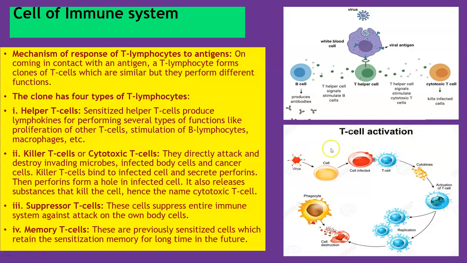Have a look at this image here. This is what happens when your T cell is activated. That is, a virus comes in, enters into the cell. We have an infected cell which comes in contact to the T cells. T cells gets activated, and this activated T cells, the initial one releases cytokinins which activate another T cells, which in turn leads to the replication or forming clones of this T cells. Now these clones are of different types performing different functions. One of them becomes the cytotoxic T cells, which bring about the destruction of the cell, and finally the destructed cell is phagocytized.